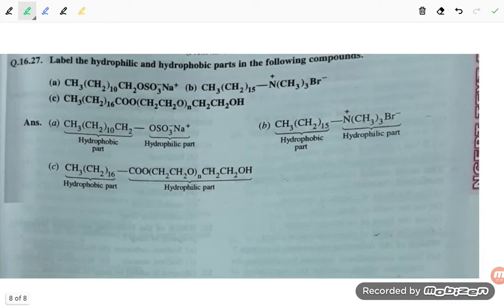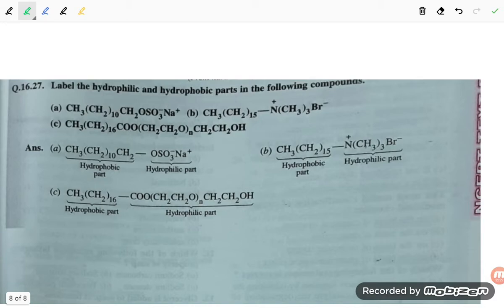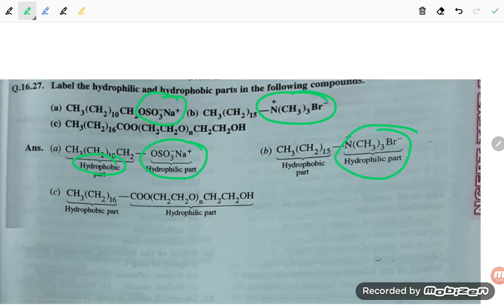One more problem is there. Label the hydrophilic and hydrophobic parts of the following compounds. Philic means ionic part, phobic means hydrocarbon. So OSO3Na is the hydrophilic, ionic part that will dissolve in water, and the hydrocarbon part is the hydrophobic part. Next one is this one, student. Here the positively charged ion and negatively charged ion are hydrophilic. Next one, the hydrophilic part is this, then the hydrophobic part.